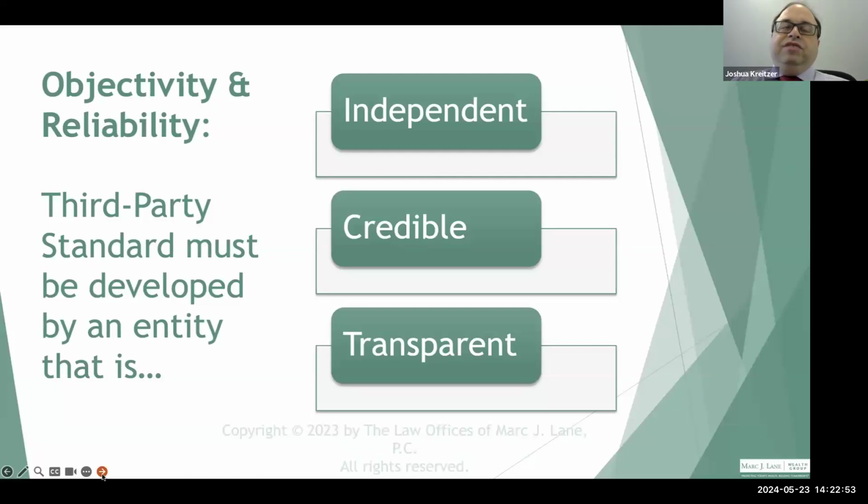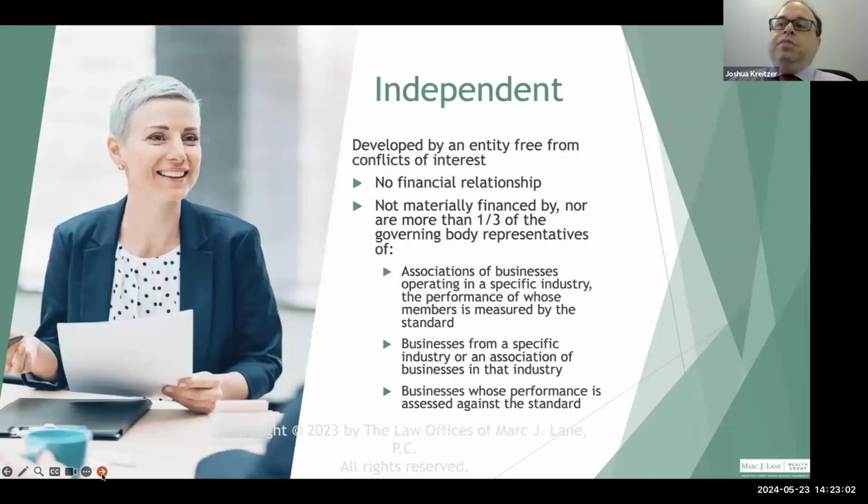So then we have the issue of objectivity and reliability. A third-party standard must be developed by an entity that is independent, credible, and transparent. By independent, we mean that the third-party standard must be developed by an entity that is free from conflicts of interest. It cannot have a material financial relationship with the benefit corporation or any of its subsidiaries, and it may not be materially financed by, nor can it have more than one-third of its governing body representatives be, one, associations of businesses operating in a specific industry, the performance of whose members is measured by the standard, businesses from a specific industry or an association of businesses in that industry, or businesses whose performance is assessed against the standard.